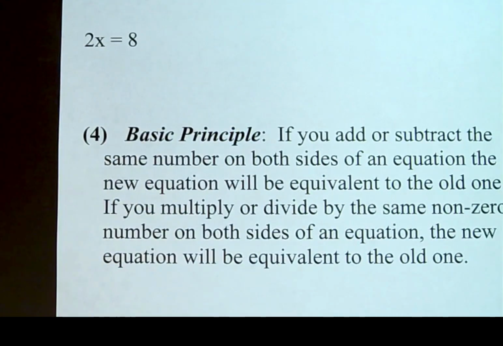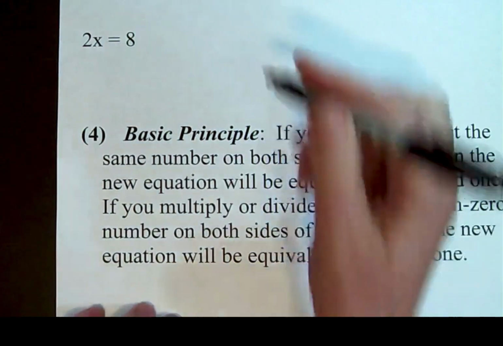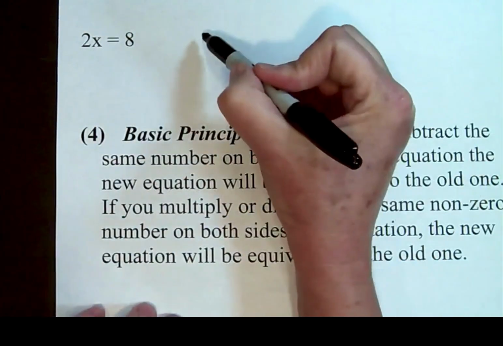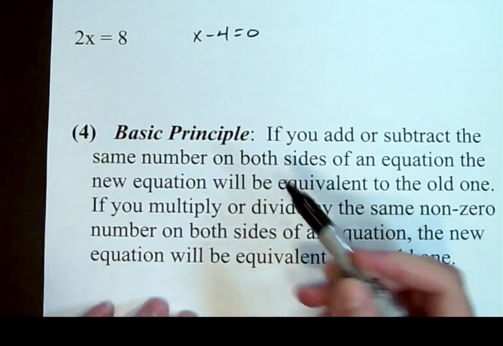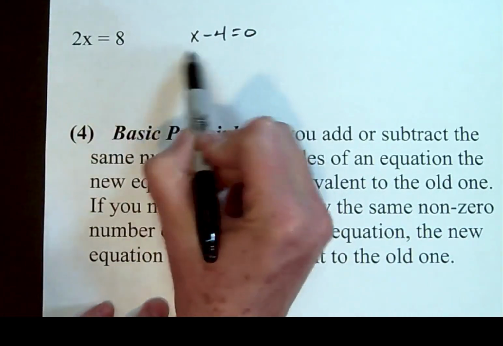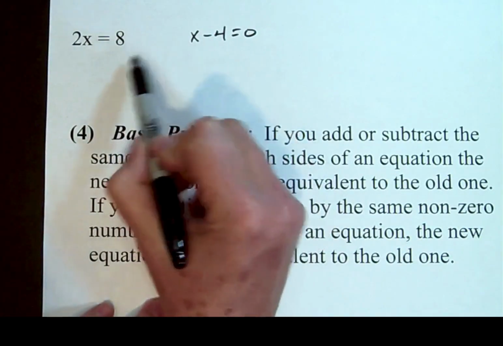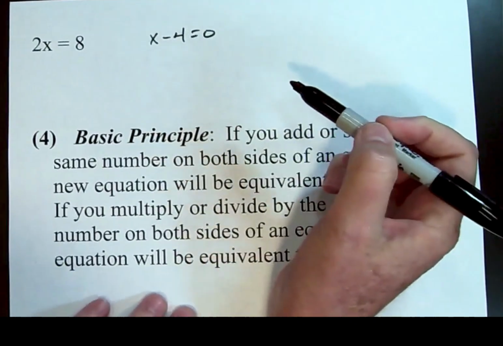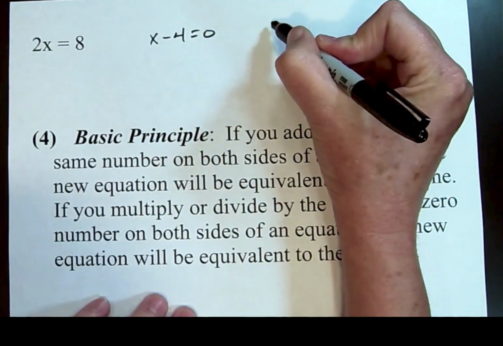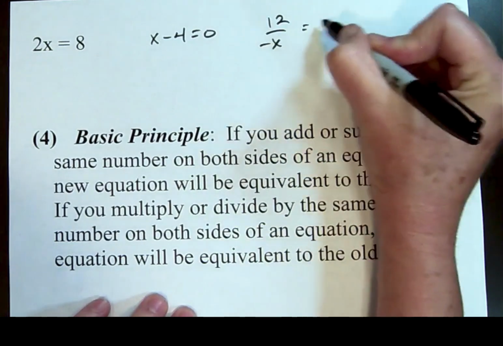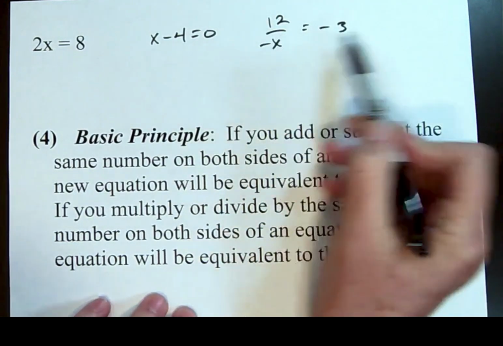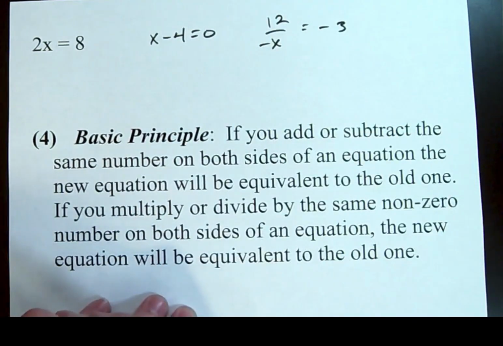So any other equation I write where x has to be 4 is going to be equivalent to this one. So like x minus 4 equals 0 would be equivalent to this one. It's not that the two equations have anything to do with each other. They just happen to have the same solution. I don't know, 12 over negative x equals negative 3. For that to be true, x has to be 4.